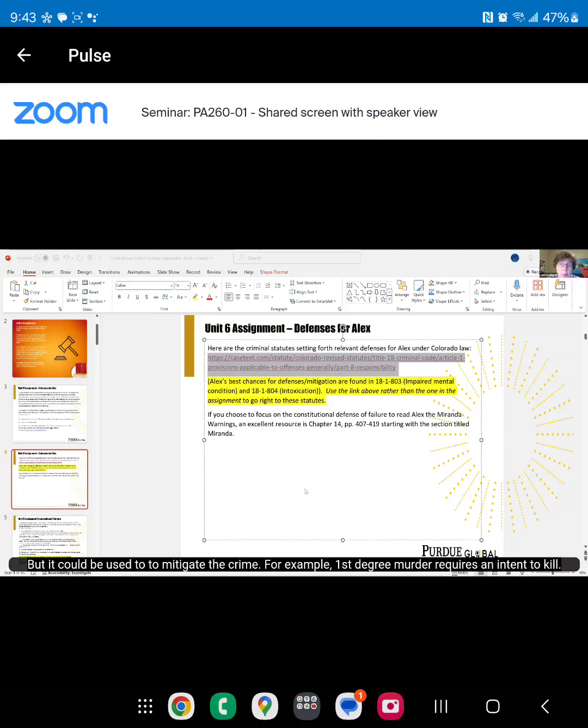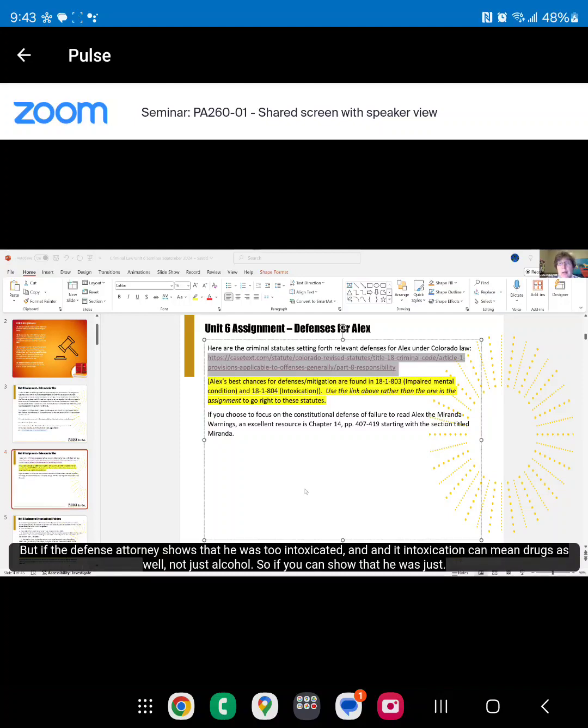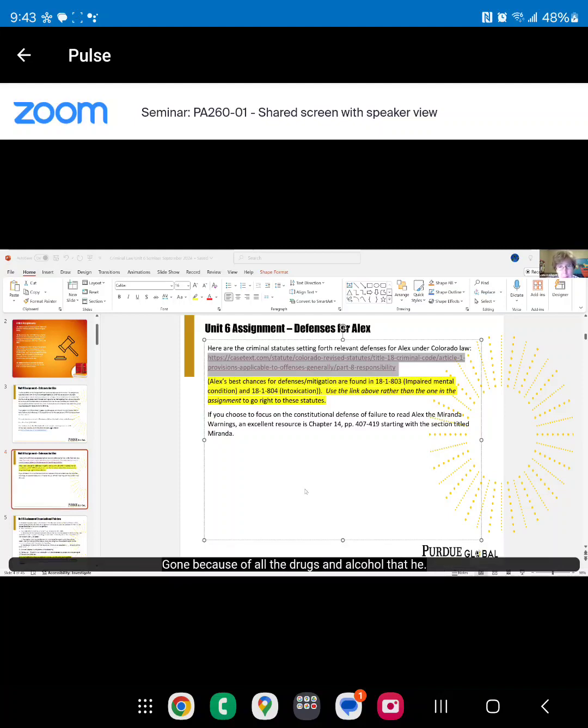For example, first-degree murder requires an intent to kill. But if the defense attorney shows that he was too intoxicated, and intoxication can mean drugs as well, not just alcohol. So if you can show that he was just gone because of all the drugs and alcohol that he consumed, then perhaps you could show that he actually didn't have intent to kill.